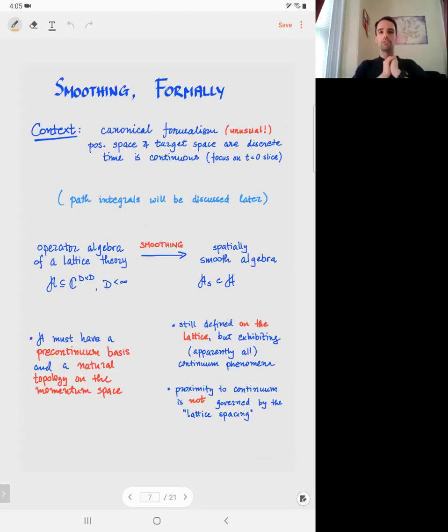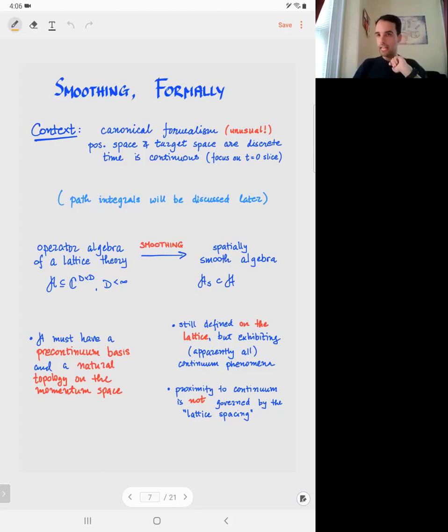Okay, so let me start with the formal definition here. It's going to be a little bit dry, but I will try to keep it palatable. So, as I said, the context in which I will work is going to be just canonical formalism. So continuous time, or rather, I'm not even committing myself to saying anything about time. I'm just on a single time slice. But everything else is discrete. So position space and target space are discrete. Everything is explicitly regulated. And the total Hilbert space dimension is, as I said, finite.